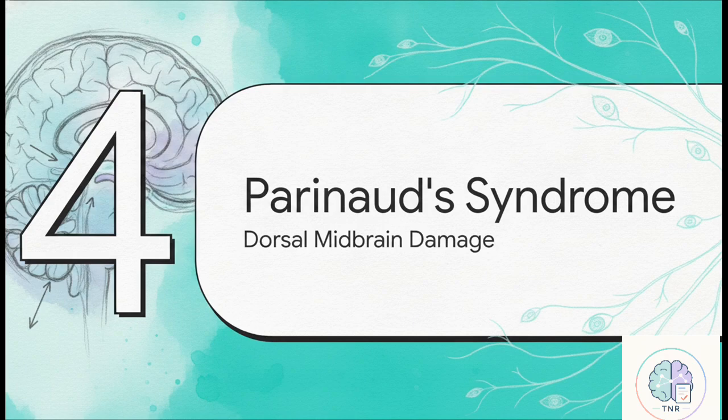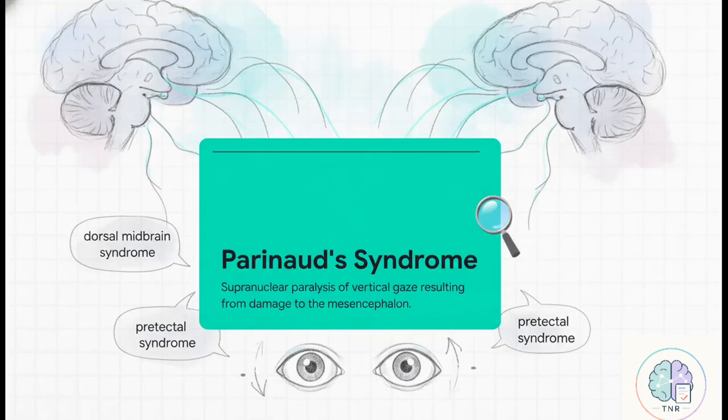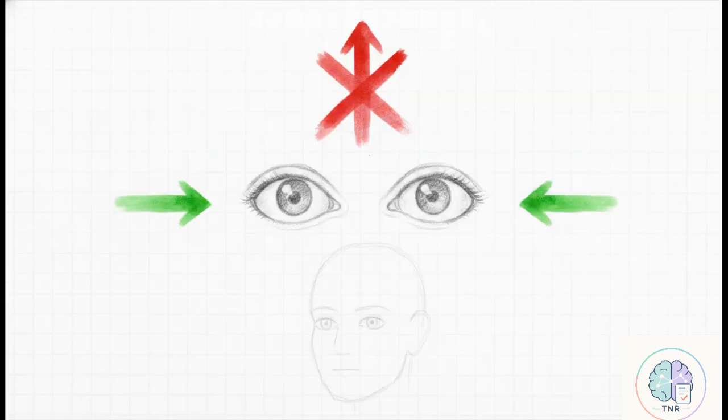Next up, Section 4, Defining Parinaud Syndrome. Let's move into our final major anatomical region, the dorsal midbrain, and a fascinating condition known as Parinaud syndrome. It goes by a few names, actually. You might see it called dorsal midbrain syndrome or pretectal syndrome. It was originally described and is classically defined as a supranuclear paralysis of vertical gaze caused directly by damage to the mesencephalon. We're going to break down the clinical signs one by one because each is a vital diagnostic clue.